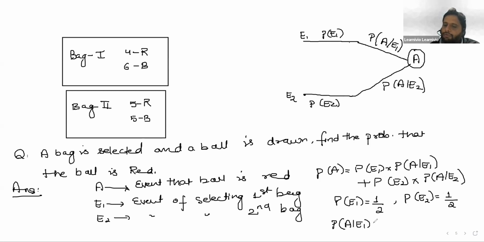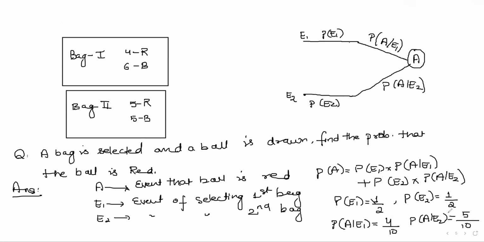Next is P(A|E1). A by E1 means from the first bag, you're selecting a red ball. So what will be the probability, Nabil? 4 by 10. Good. Now you need to find P(A|E2). So what is P(A|E2)? 1 by 2, yeah, that's correct. 5 by 10. Then you need to put this in the formula. So P(A) will be equal to P(E1) into P(A|E1) plus P(E2) into P(A|E2). So this is your theorem.